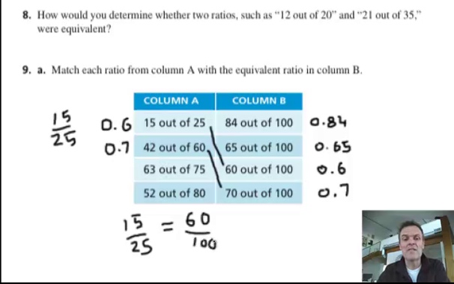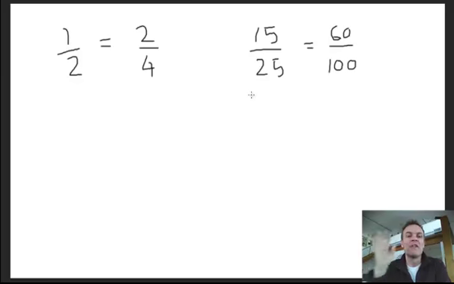So that's me thinking, I'll just write them as decimals. I can prove that 15 over 25 is the same as 60 over 100 because they're both 0.6. Now watch this. Hopefully you should know that a half equals 2/4.